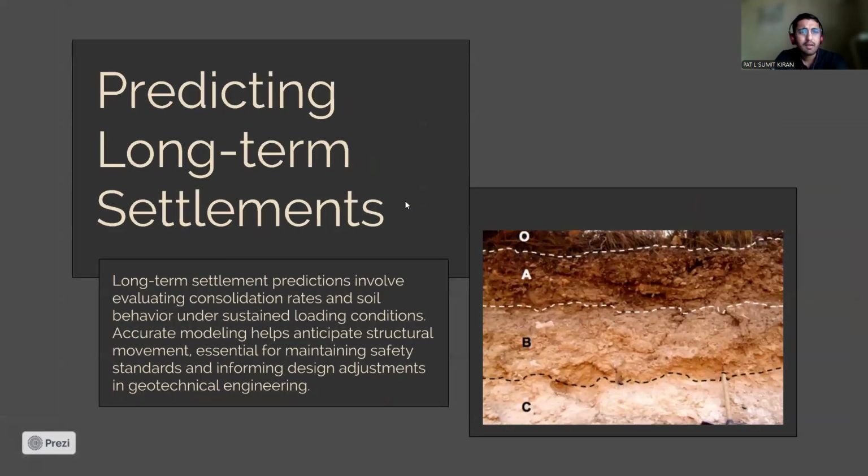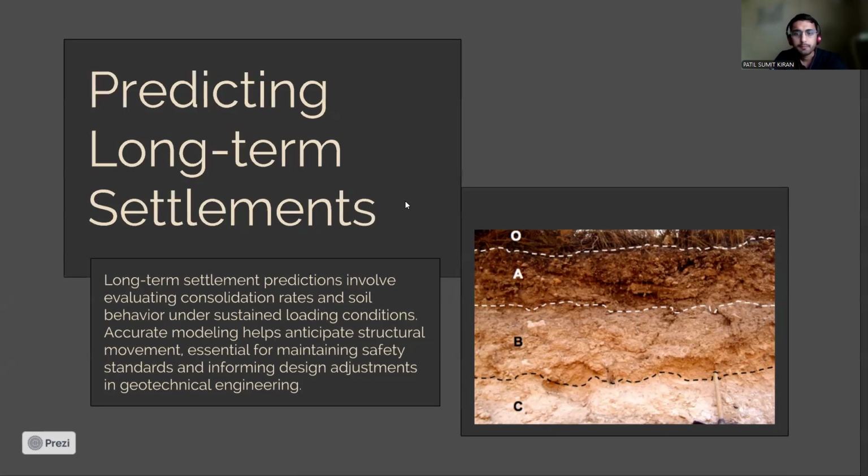Next is predicting long-term settlements. As we consider, consolidation is a lifetime process, and secondary consolidation is going to happen. After primary consolidation, where 90% of consolidation happens, the remaining 10% will be a lifetime process. Long-term settlement prediction involves evaluating consolidation rates and soil behavior, and understanding sustained loading conditions. Accurate modeling helps anticipate structural movement, essential for maintaining safety standards and informing design adjustments in geotechnical engineering.